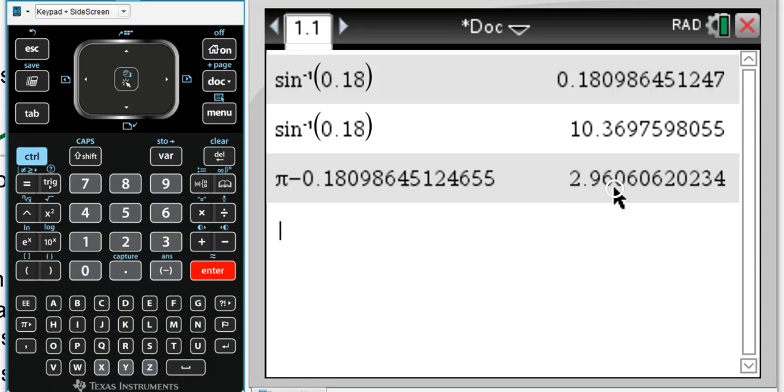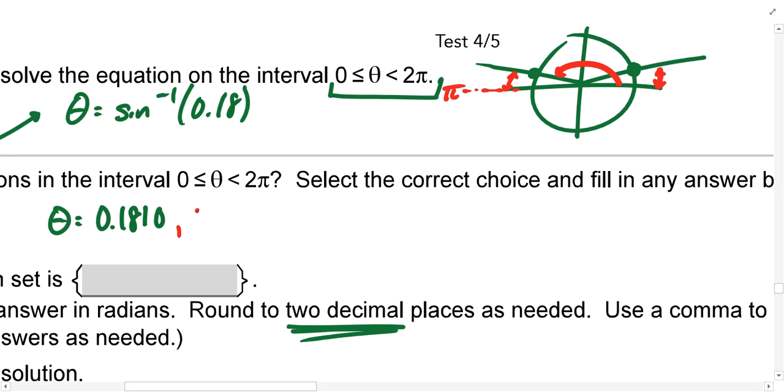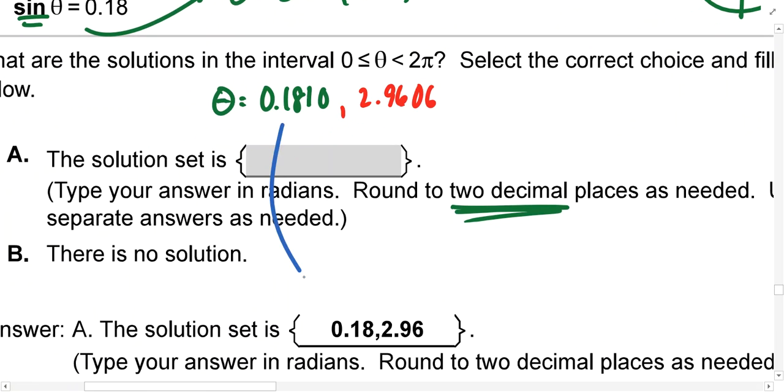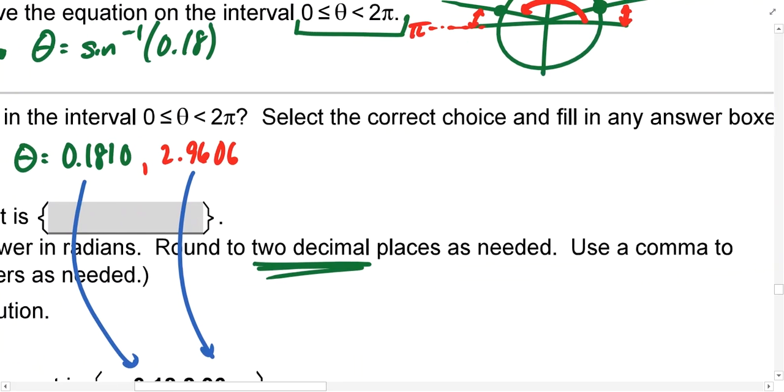So we're now looking at 2.9606. That's our second solution, 2.9606. And the instruction said round to 2 decimal places, so that's where the 0.18 and 2.96 comes from.